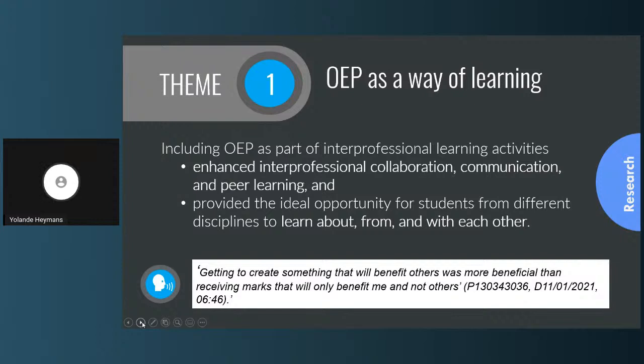The next one that emerged very strongly is OEP as a way of learning, and also including OEP as part of their interprofessional learning activities. The students said that through the process of using open educational resources and applying these principles, it enhanced their interprofessional collaboration, communication, and peer learning within these interprofessional disciplines, and it provided the ideal opportunity for students from different disciplines to learn about, from, and with each other. For example, if you look at the quote at the bottom, it says, "Getting to create something that will benefit others was more beneficial than just receiving marks that only benefited me and not only others."